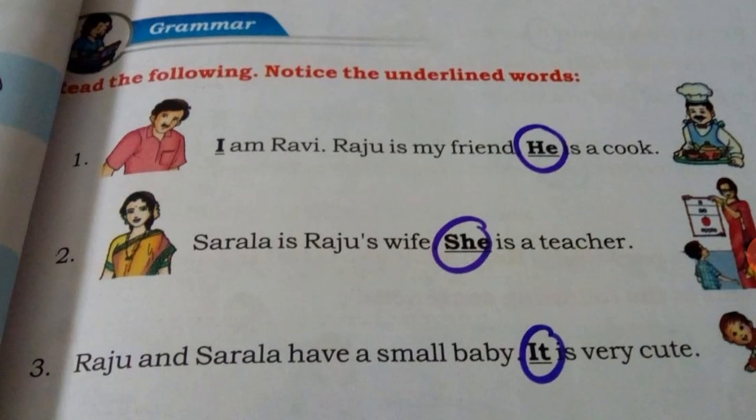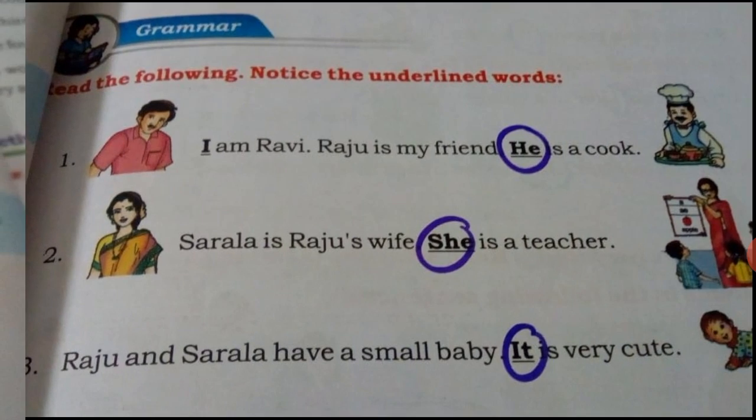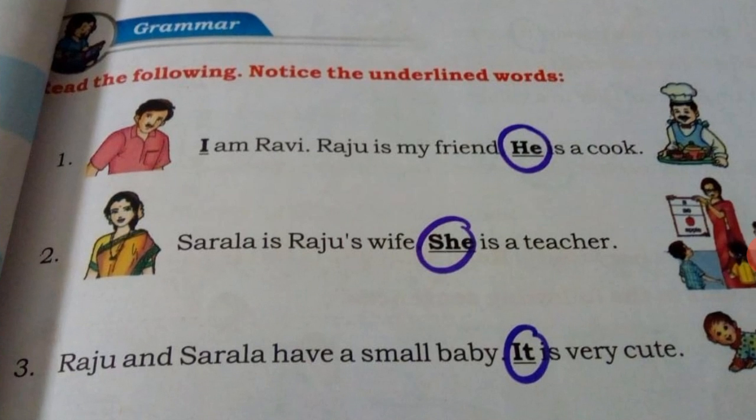That is very essential. Okay, let's move on to the next concept called grammar. Okay, all of you see these pictures. Read the following. Notice the underlined words. First sentence: I'm Ravi. Raju is my friend. He is a cook. Okay, in this sentence you can see 2 persons. The one wearing the pink shirt, he is Ravi, and the guy is a cook.